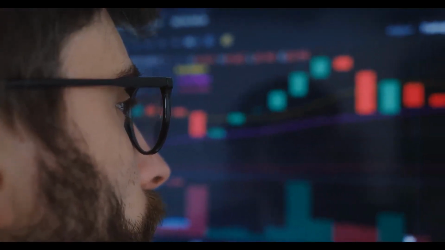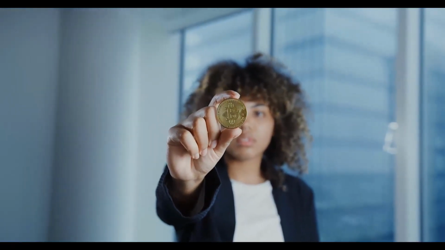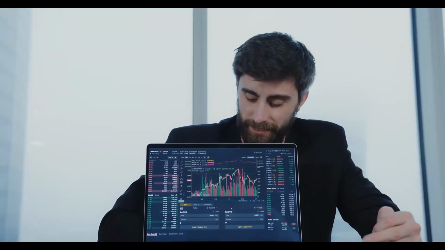Polygon, Matic, price prediction 2026. After some extensive forecasting and technical analysis, we estimate the Matic price is expected to cross an average price level of $4.15 by 2026, with a minimum price of $3.99 anticipated before the year's end. Besides, Matic has a maximum price value of $4.